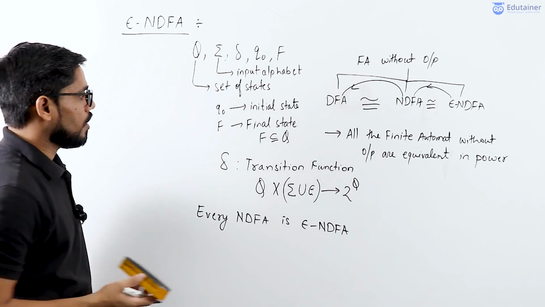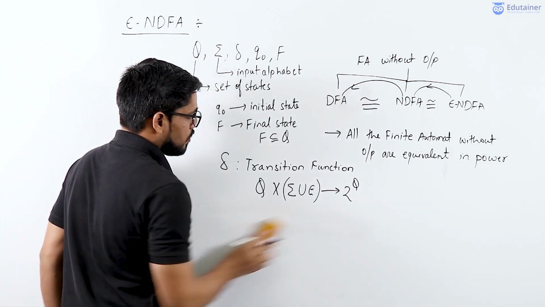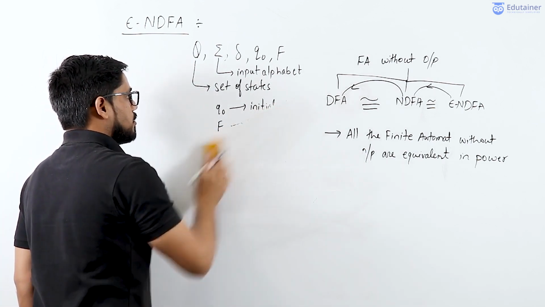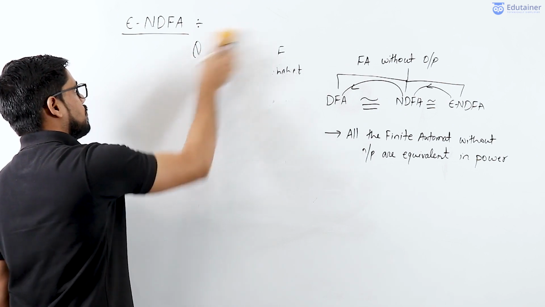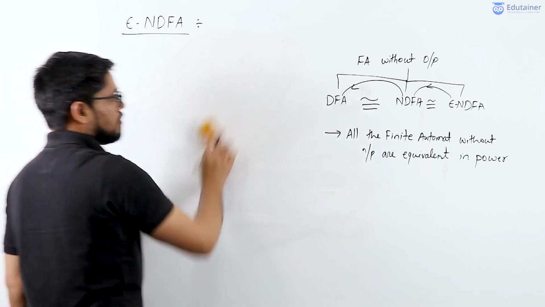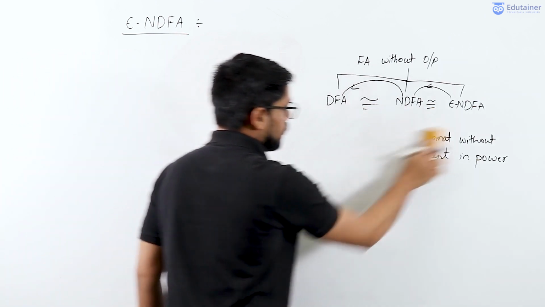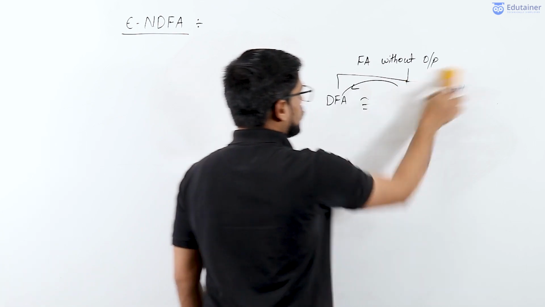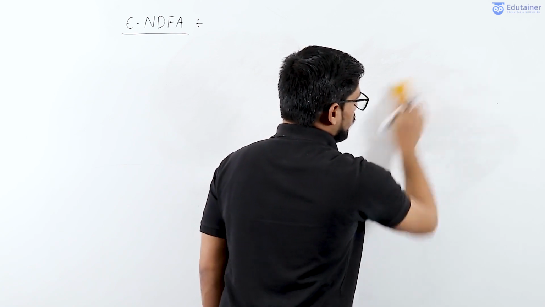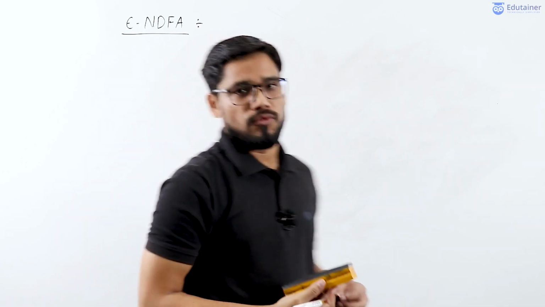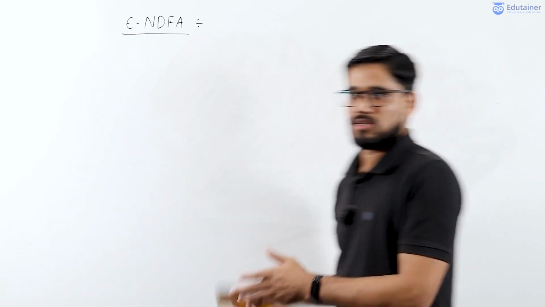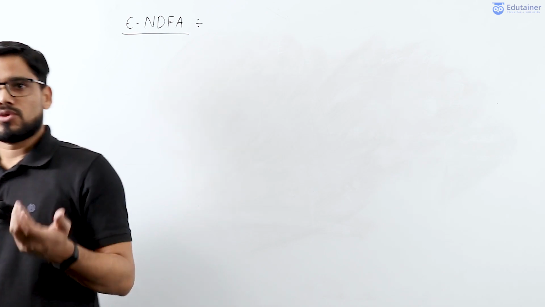Now how can we convert epsilon NDFA to NDFA? For that, let's take an example of epsilon NDFA, and I will show you how it is converted to NDFA. What is epsilon? Epsilon is a special symbol which depicts that there is no move defined from one state to another state whenever you see epsilon.